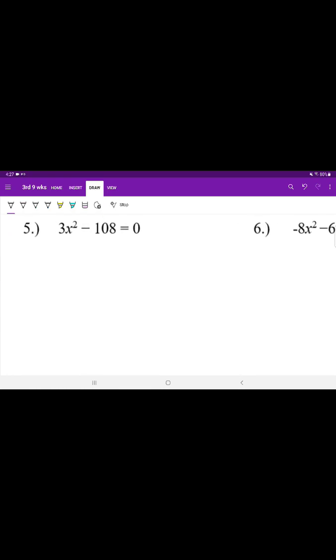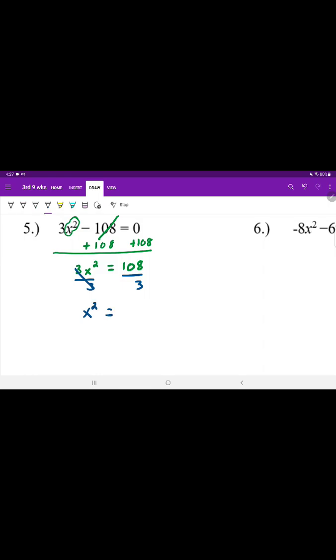All right, let's look at this example here. So a lot to do here. This x squared is by all means not isolated at all. So let's see. First thing we're going to do, let's get rid of 108 by adding 108 to both sides. Cancels out. You get 3x squared equals a positive 108. Our next step, divide by 3 to get these to divide out.